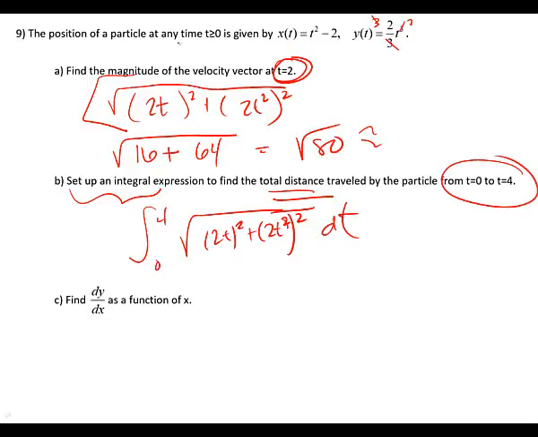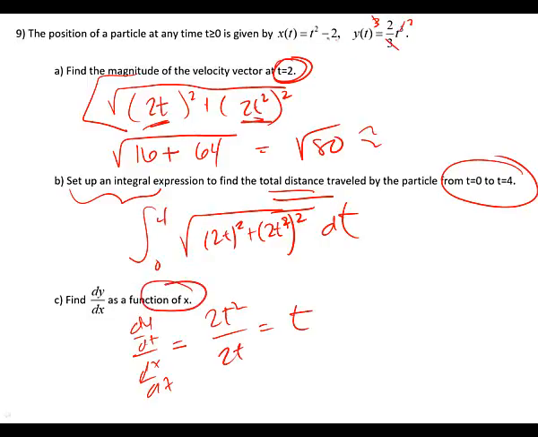All right, part C. It says we've got to find the dy/dx as a function of x. So I'm really looking for dy/dt over dx/dt, which I already have, don't I? Isn't it these guys here? This is dy and this is dx. So 2t squared over 2t, which what does that reduce to? T. But here's the problem. They wanted it as a function of x. So what I have to do is go back up here and solve this thing for x. So, I'm sorry, for t.